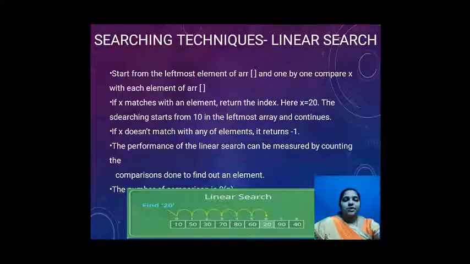Our searching element is 20. Starting from the first element 10, we move on to the next element 50. The 20 is compared with the 50. If it is not a match, move to the next. Whenever we find the search element, we stop our searching there.